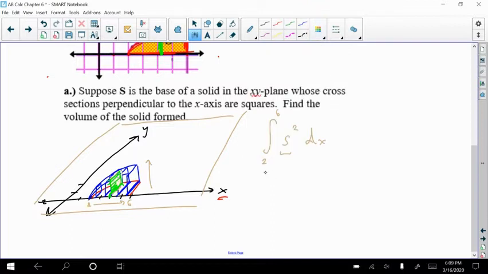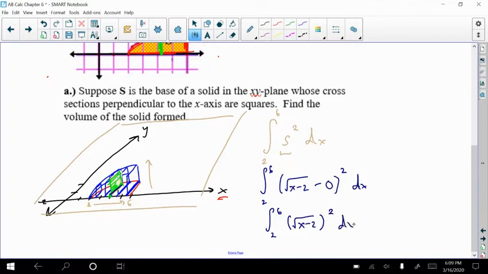So I'm going to take that, and I'm going to accumulate from 2 to 6 the top function, which is root x minus 2, minus the bottom function, 0, and each of those becomes the length of my side that I'm squaring. Again, that's this distance right here. It actually becomes a nice function, right? I'm integrating between 2 and 6 of the square root of x minus 2, squared, dx.